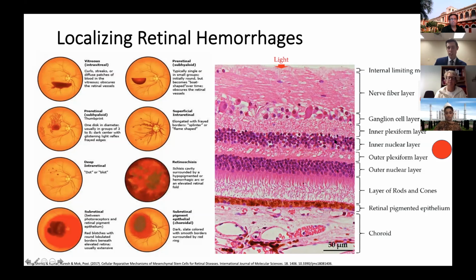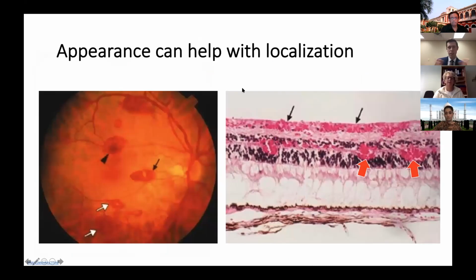So you can think it's more of a deeper process at play, and they tend to spread more as they're more superficial. And you can even look at this nerve fiber layer and see how it has more of a feathery-like appearance. And that's the kind of glaucoma hemorrhage you can often see too. And then also appearance, as I said, can help with localization.